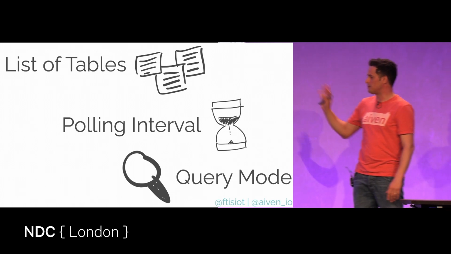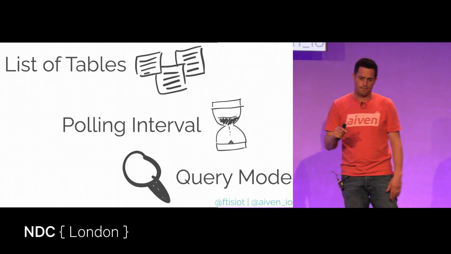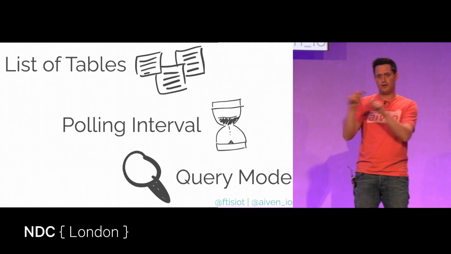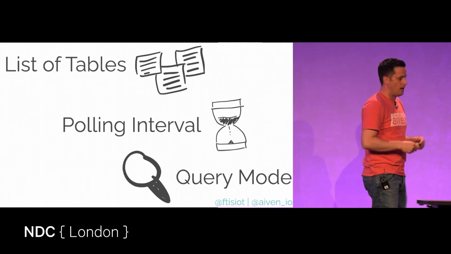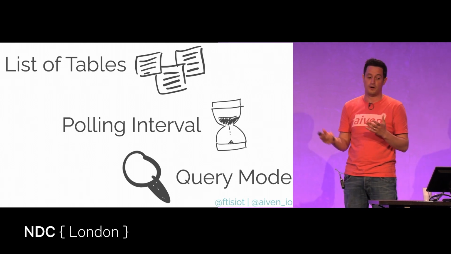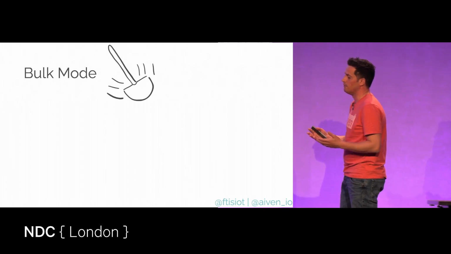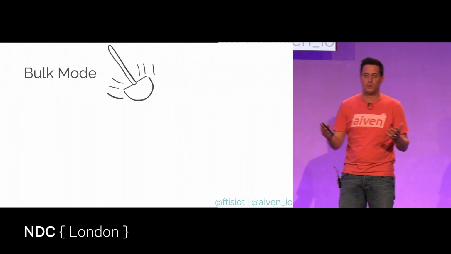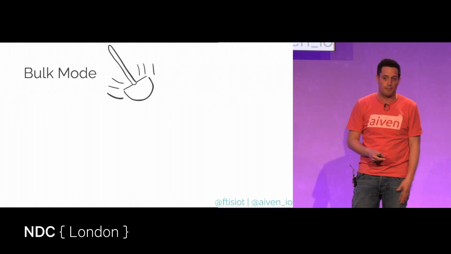The query mode is the obscure parameter here, but basically it tells Kafka how to identify which are the new rows compared to the previous poll. And depending on the structure of your table, you can use different query modes. So for example, if in your table you don't have a way to distinguish which are the new rows compared to the previous poll, what you can do is use the bulk mode.